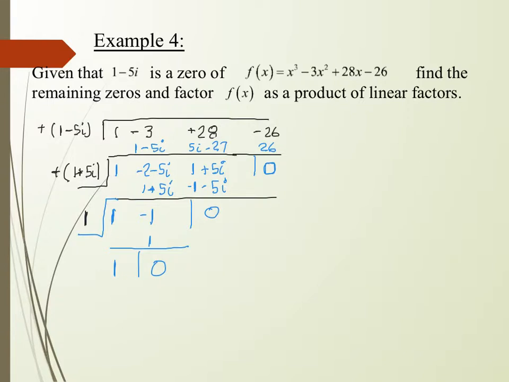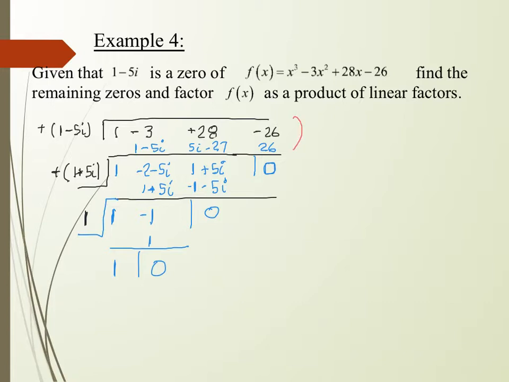So in this problem it says given that 1 minus 5i is a zero of the polynomial f of x equals x cubed minus 3x squared plus 28x minus 26, find the remaining zeros and factors of f of x as a product of linear factors. Well, we were going to first divide by 1 minus 5i in synthetic division, and you will see that this is what we did, right?